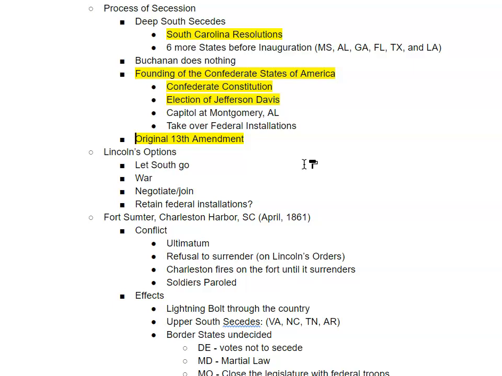His second option, he could immediately declare war, say that they are rebels, and immediately declare war. He fears, though, that he'll be blamed. No one is yet sure what should happen. He could join them, negotiate with them, try to work something out. Or he could do what he does, which is try to retain the last two federal installations.